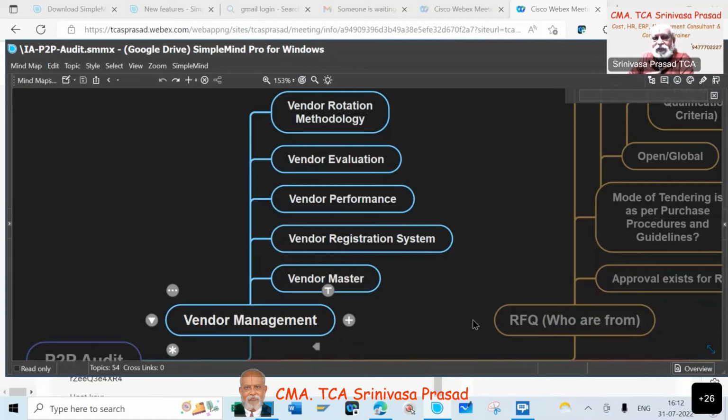These are all the things which we were discussing on vendor management, like vendor registration, vendor master, vendor performance, vendor evaluation, and vendor rotation methodology.